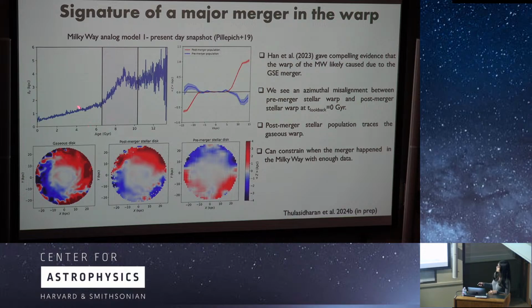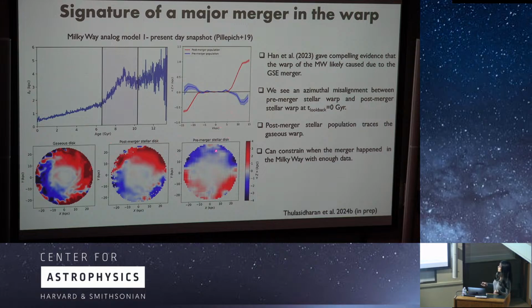which is this population here in the delta C diagram, follow the gaseous disk. The post-merger stellar warp follows the gaseous warp, whereas the pre-merger stellar warp is misaligned in the azimuthal direction compared to the post-merger stellar disk.